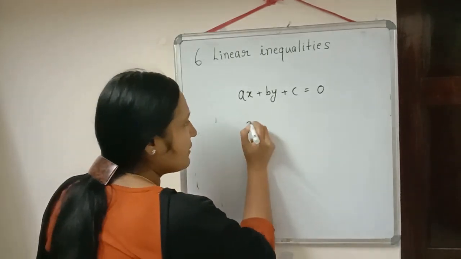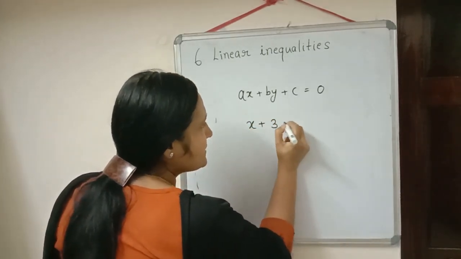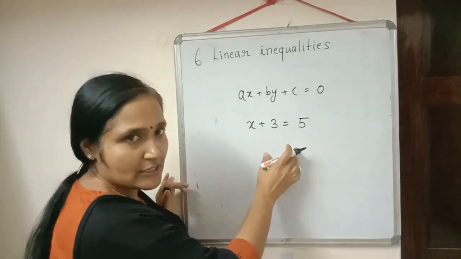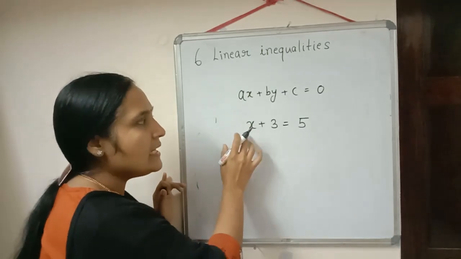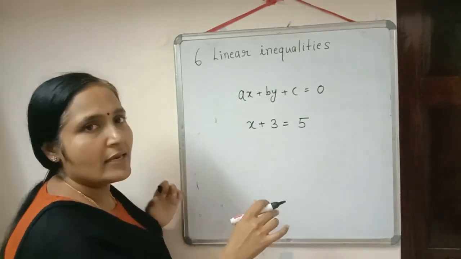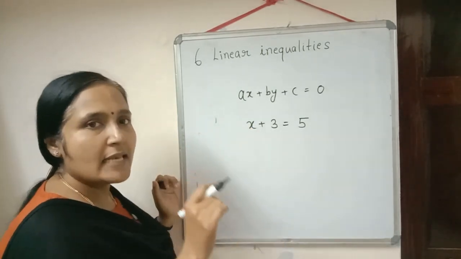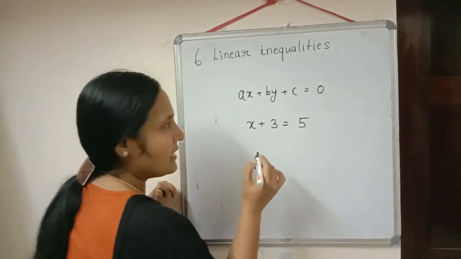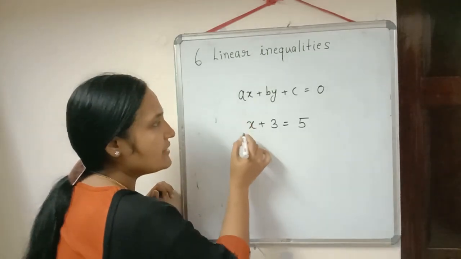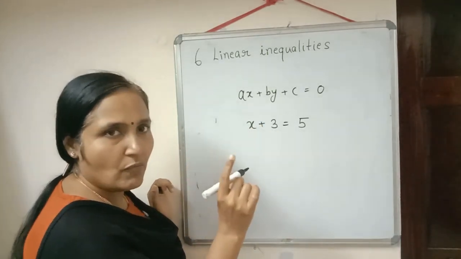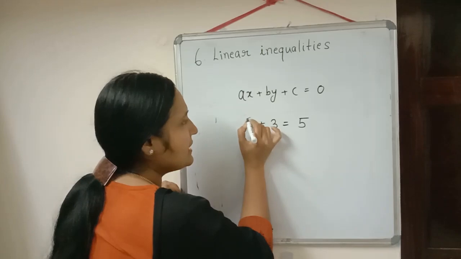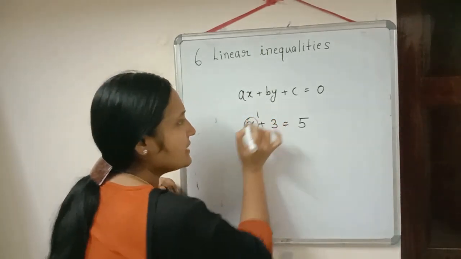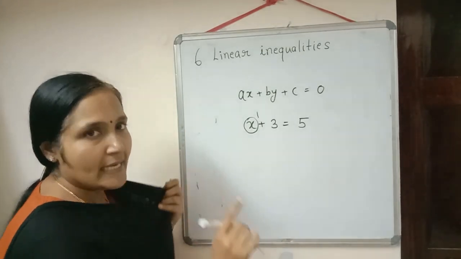For example, in one variable, x + 3 = 5. When we write the equation in this way, we say it is a linear equation in one variable. Why do we say that? First, the meaning of linear: the power of the variable should be equal to 1 only. Here variable means the alphabets which we are using. So here the power of x is 1. That's why it is called linear.